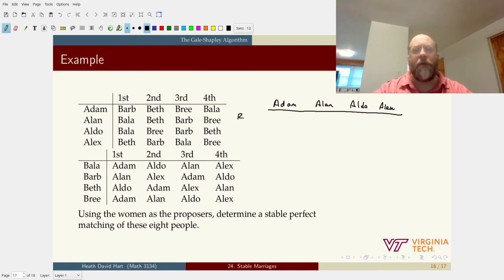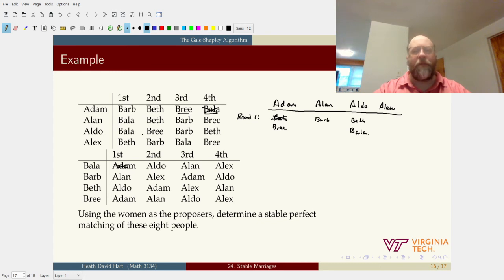All right, so let's look at round 1. All the women approach their first choice. So Bala approaches Adam, Barb approaches Alan, Beth approaches Aldo, and Bree approaches Adam. And so Adam has to make a choice, and Adam prefers Bree over Bala, and so says no to Bala. And so Bala is without a partner right now, so she goes to her second choice, who is Aldo.